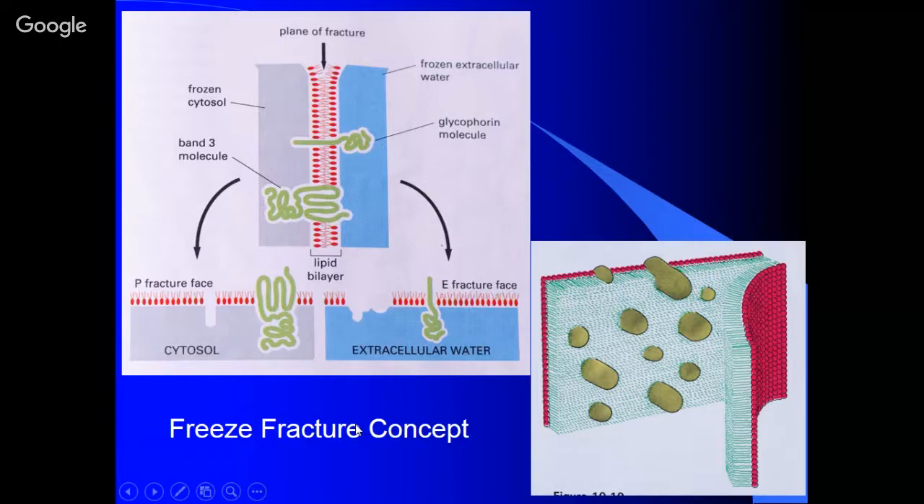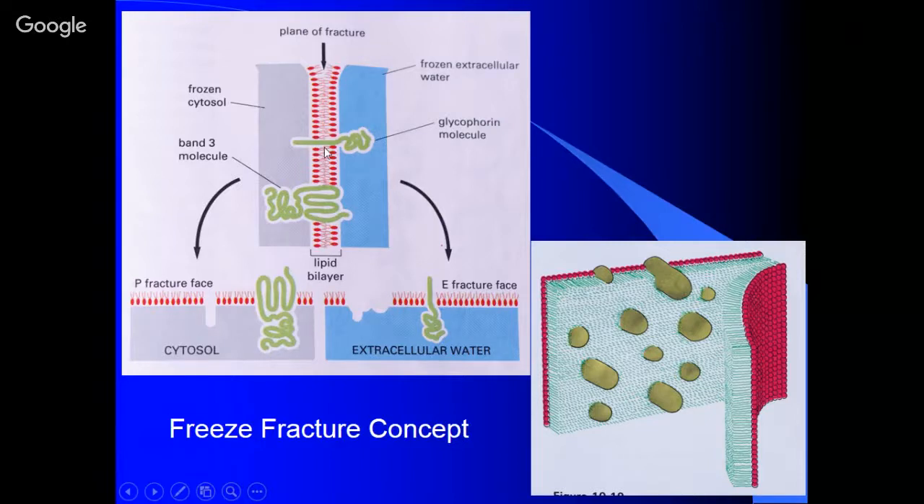This is just a cartoon showing you what I talked to you before about the quick freeze with fracturing. All right. And this is just showing you that you can have two different surfaces when you fracture, typically at the membrane. It's like pulling this membrane apart.